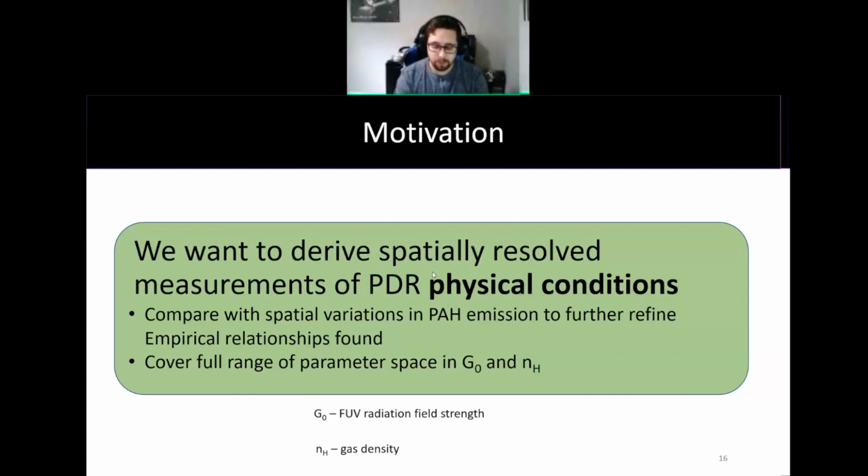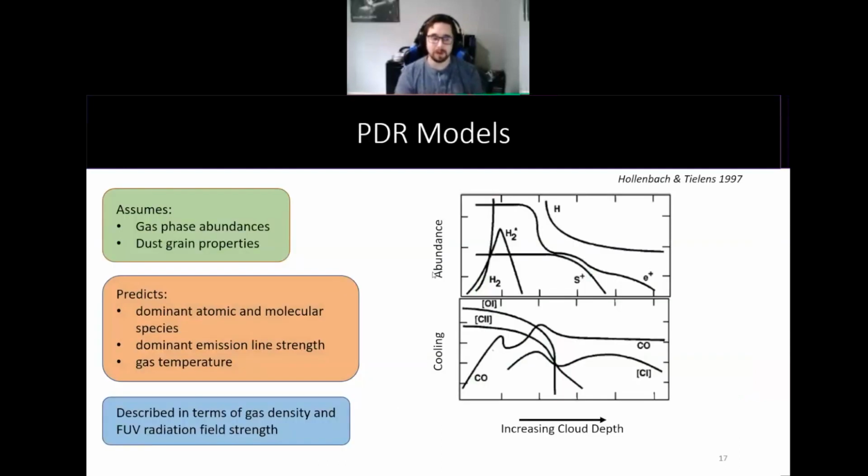So for the mid-infrared emission, we'll rely on Spitzer observations for now. But for the PDR, to derive measurements of these PDR conditions, we employ PDR models. These PDR models make assumptions about the gas phase abundances and the dust grain properties to predict the dominant atomic and molecular species as a function of cloud depth, and the dominant cooling lines as a function of cloud depth and gas temperature.